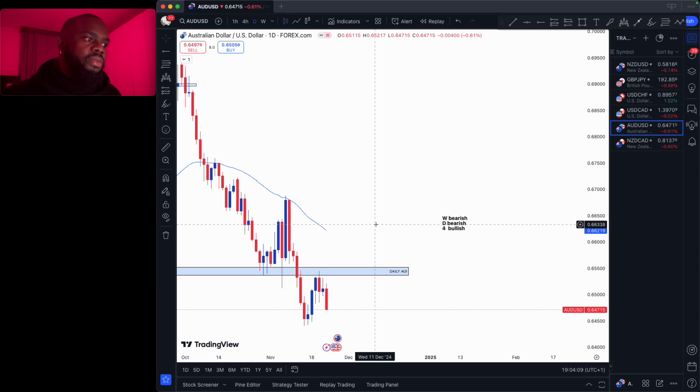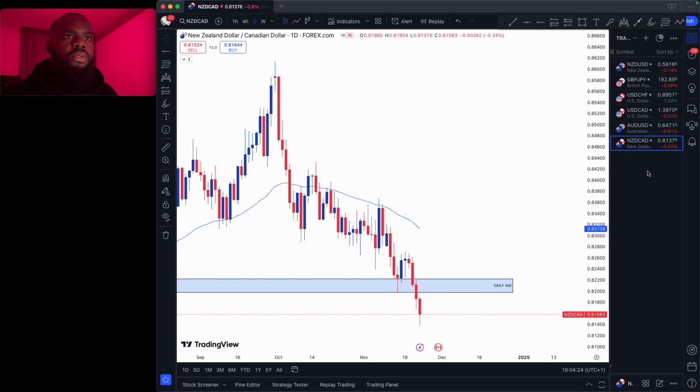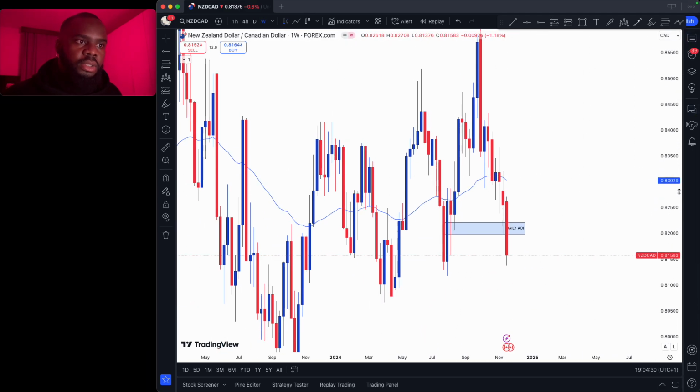Then AUDUSD has had the push away from the area of interest and has not yet closed below, so I'm not so interested in this. And then I also have NZDCAD. Okay, this one, NZDCAD, could also bring a potential trade setup.